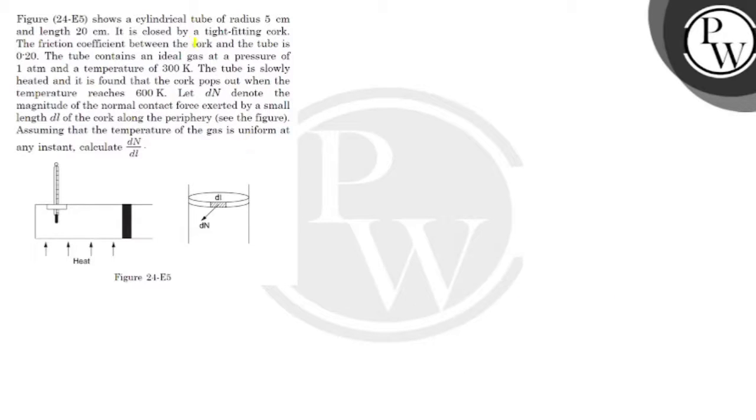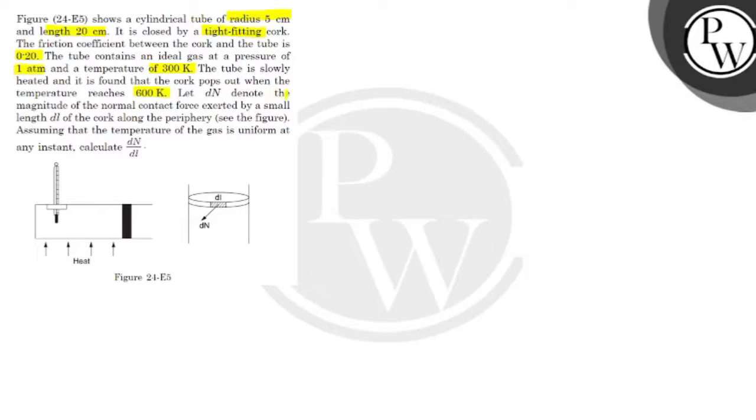Hello students, let's read this question. The given figure shows a cylindrical tube of radius 5 cm and length 20 cm. It is closed by a tight fitting cork. The friction coefficient between the cork and the tube is 0.20 and the tube contains an ideal gas at a pressure of 1 atmosphere and temperature of 300 Kelvin and tube is slowly heated and it is found that cork pops when the temperature reaches 600 Kelvin.